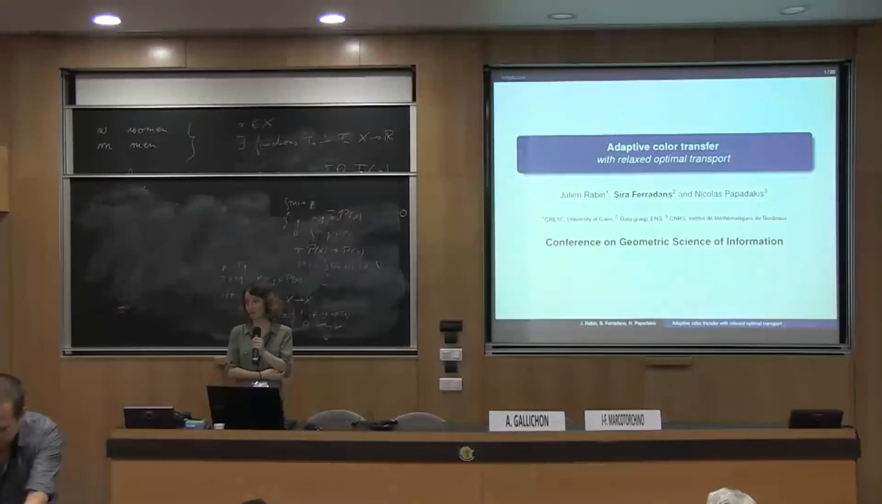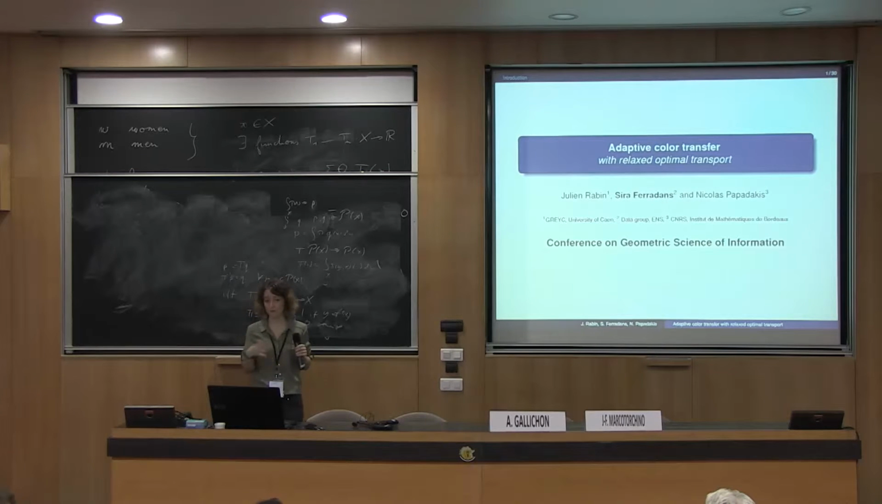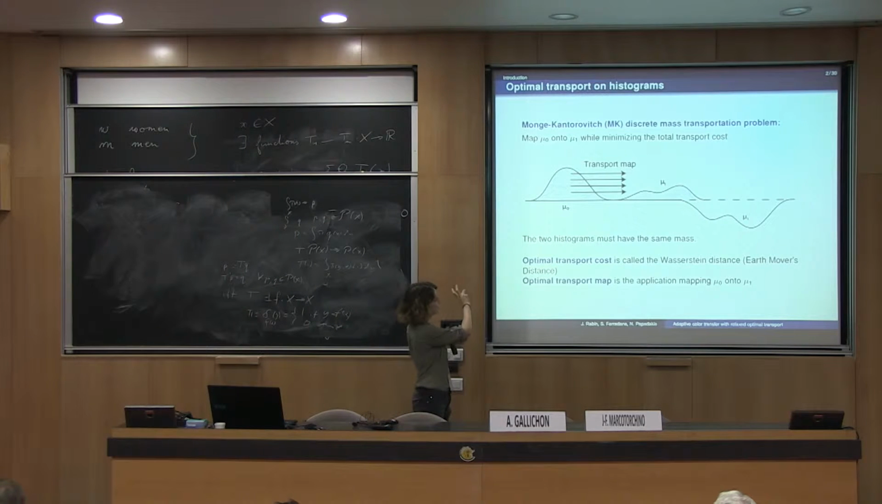I'm going to explain an algorithm that applies optimal transport to color transfer, to transfer color from one image to the other. In our context, we're going to be talking about discrete distributions. We have mu0, that is our original distribution, and we want to map it onto mu1. They are both histograms, and they both have the same mass.